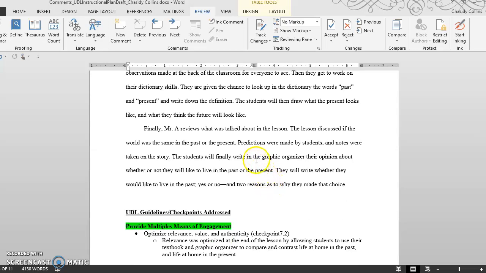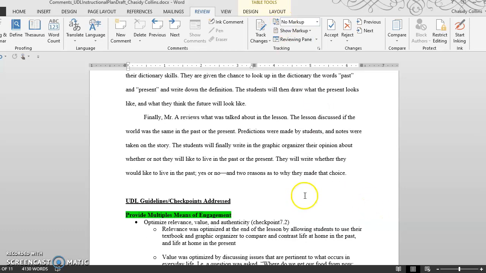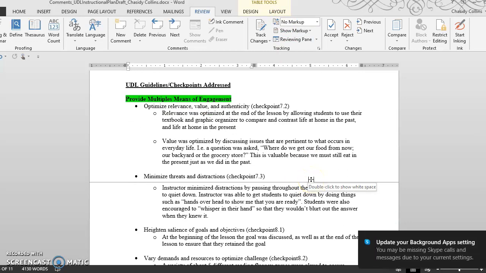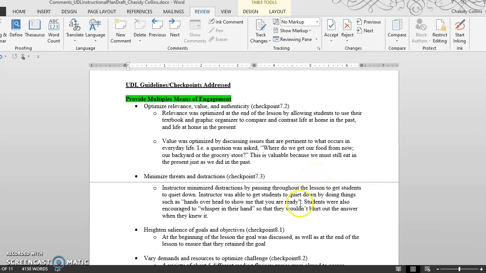And also during the end, the students were able to write in their graphic organizer about whether or not they would like to live in the past or the present, and why. And moving along to the UDL guidelines and checkpoints addressed, I will just go over one checkpoint for each UDL guideline.